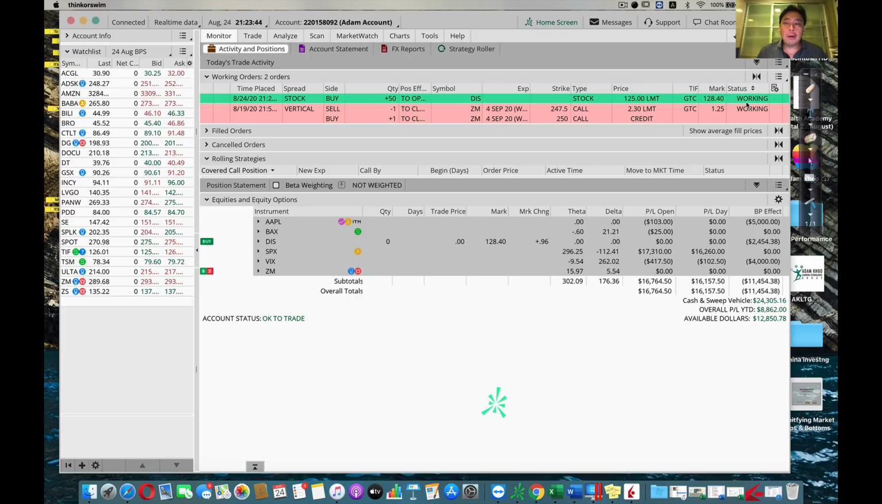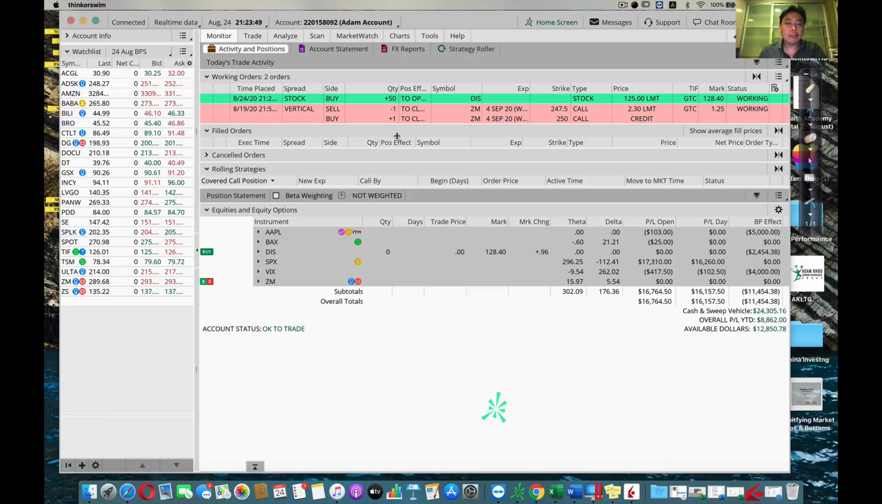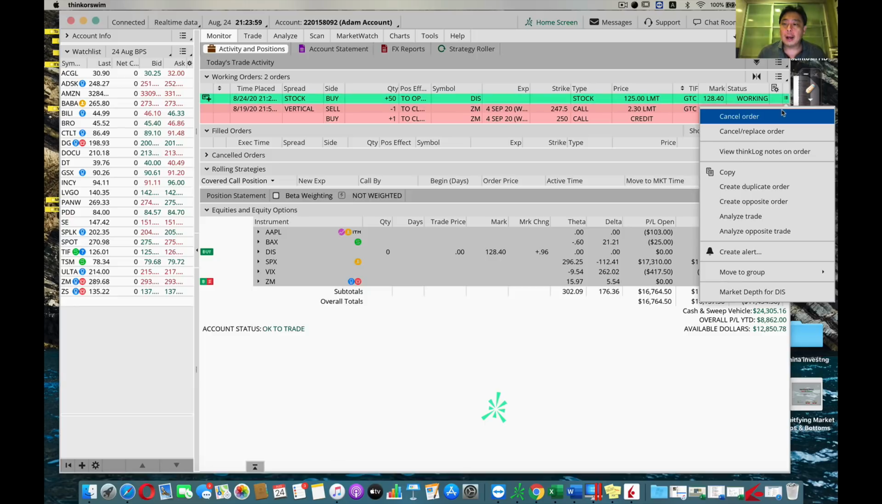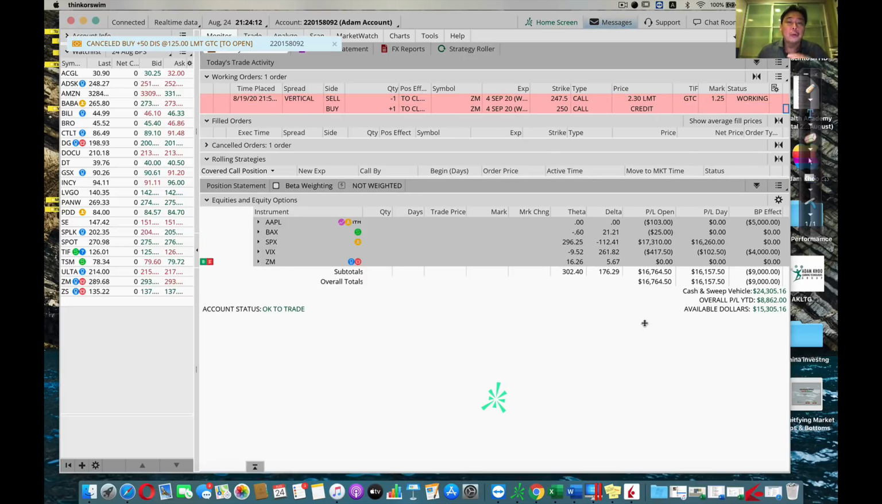Okay, and once the order gets filled, it will go to the fill area, right? So before it's filled, it's at the working orders area. So again, I can always modify it by clicking on this widget over here. I can cancel the order or replace it with a new order, which is modify. Okay, so either one is fine. So for example, I want to cancel it, just click cancel. Done, all right?